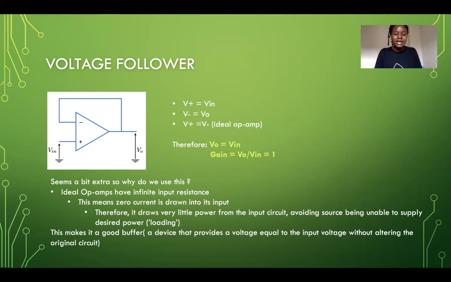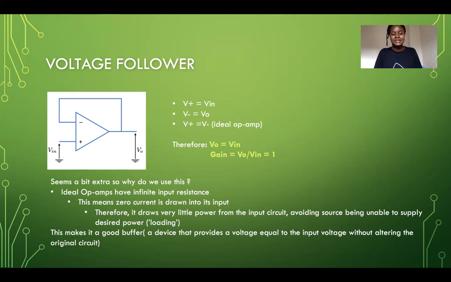This tells you that your gain, by definition, is just the ratio of V out to V in, so your output voltage over your input voltage. Since we figured out that V out is equal to V in, we can tell that our gain is equal to 1. So for the voltage follower that we've got here, we've got a gain of 1, and our output voltage is equal to our input voltage. Right, this is great. We've done our first calculation. We found our first expression.